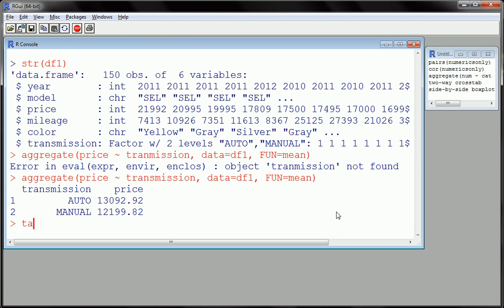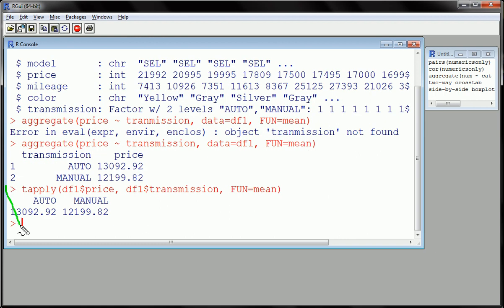So here we get the same information we got using the tapply function in the previous video. With tapply, we had to actually say df1$transmission, and then function equals mean. And this is how we did it in the previous video, which is fine, and you get the same results. I think it's a little nicer using aggregate. Okay, but that's not really the power of aggregate.